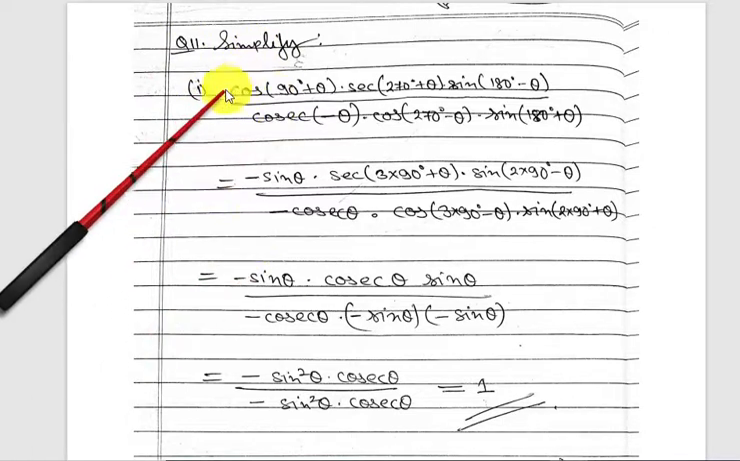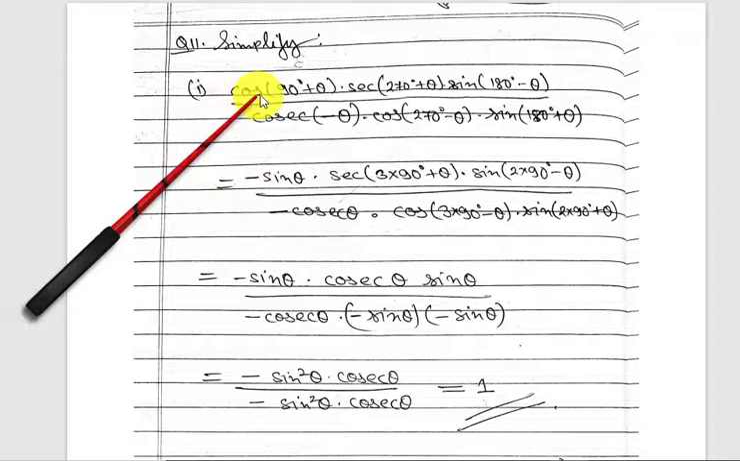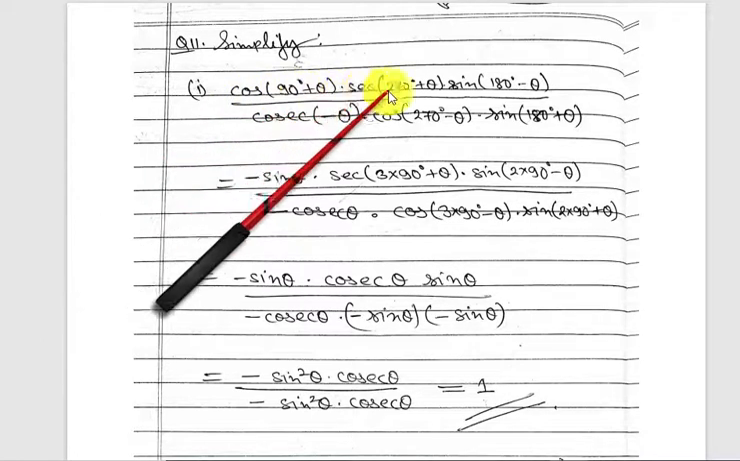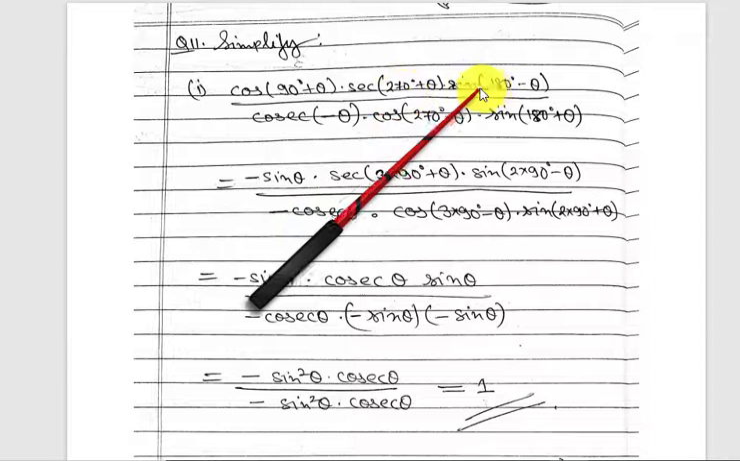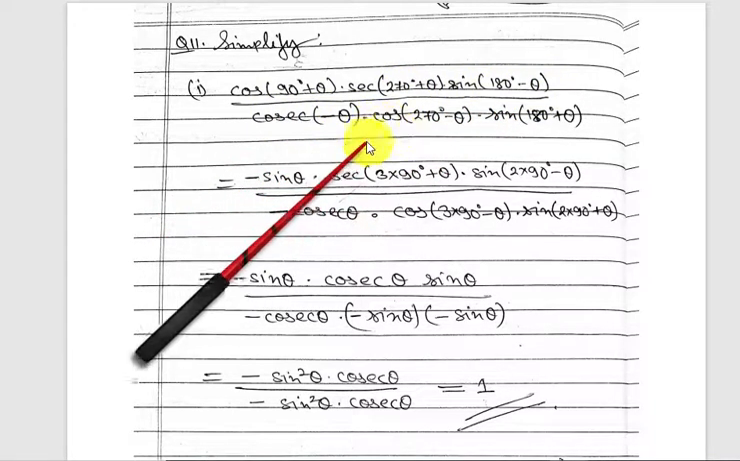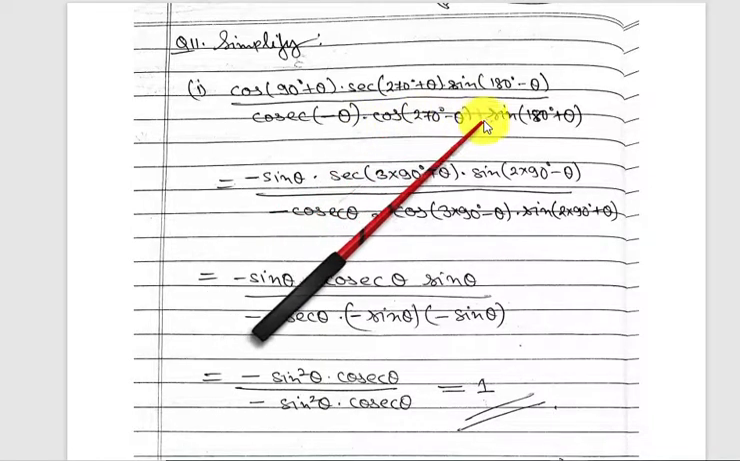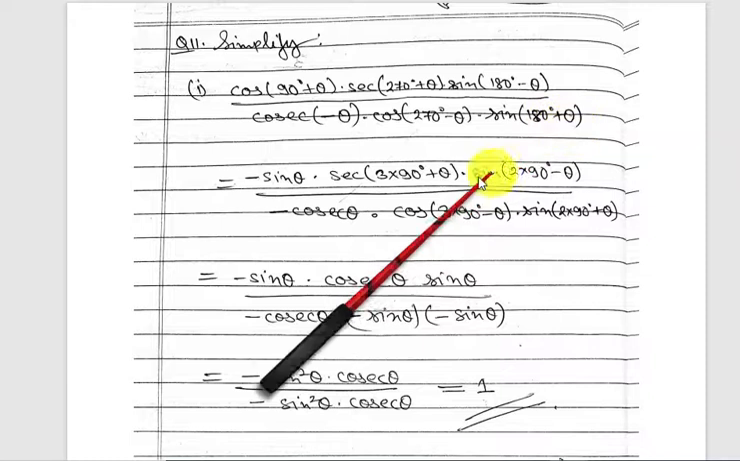Simplify. Number 1, we have to simplify this: cos(90 + theta) sec(270 + theta) sin(180 - theta) cosec(-theta) into cos(270 - theta) into sin(180 + theta).